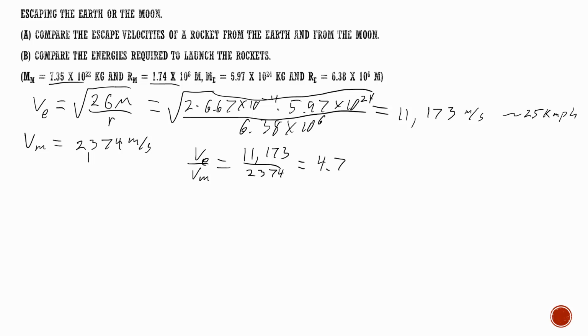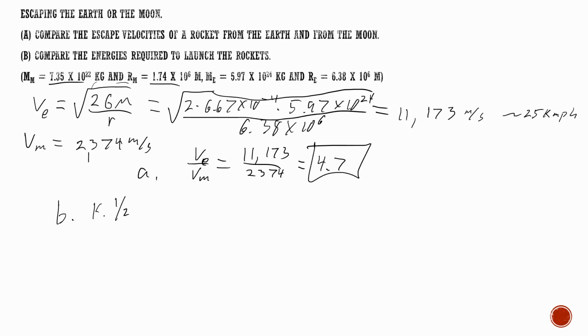And we could have found this ratio a bit simpler, right? We could have put this equation for the Earth over that equation for the Moon, and everything would have canceled. The 2 and the G would have canceled out, so we would have had root M over r over root M over r. Okay, so there's the answer to part A.